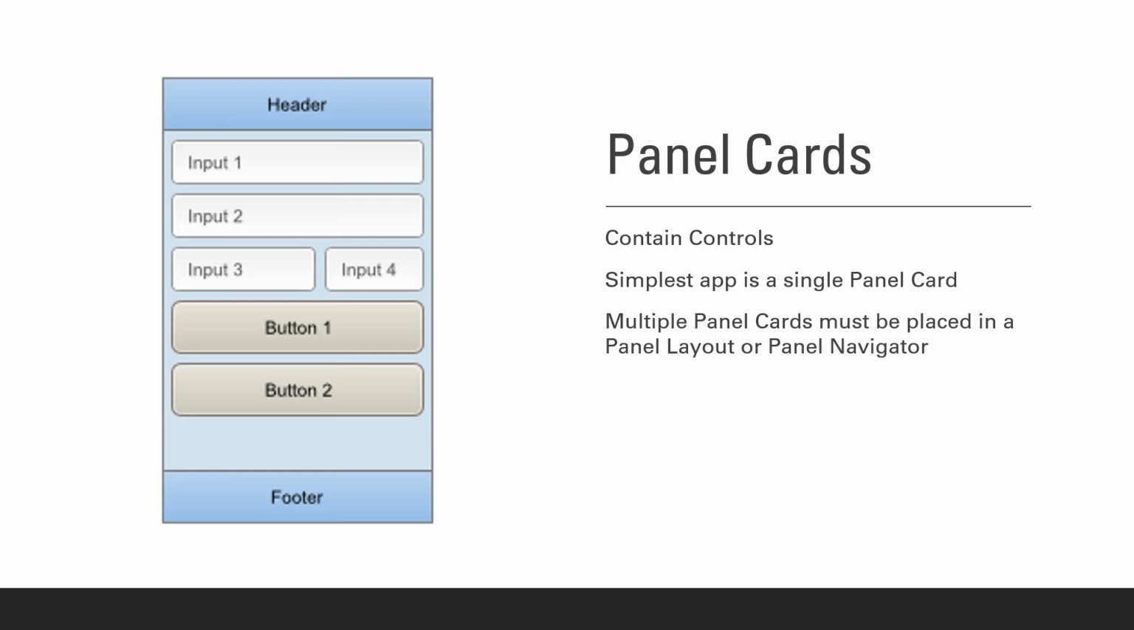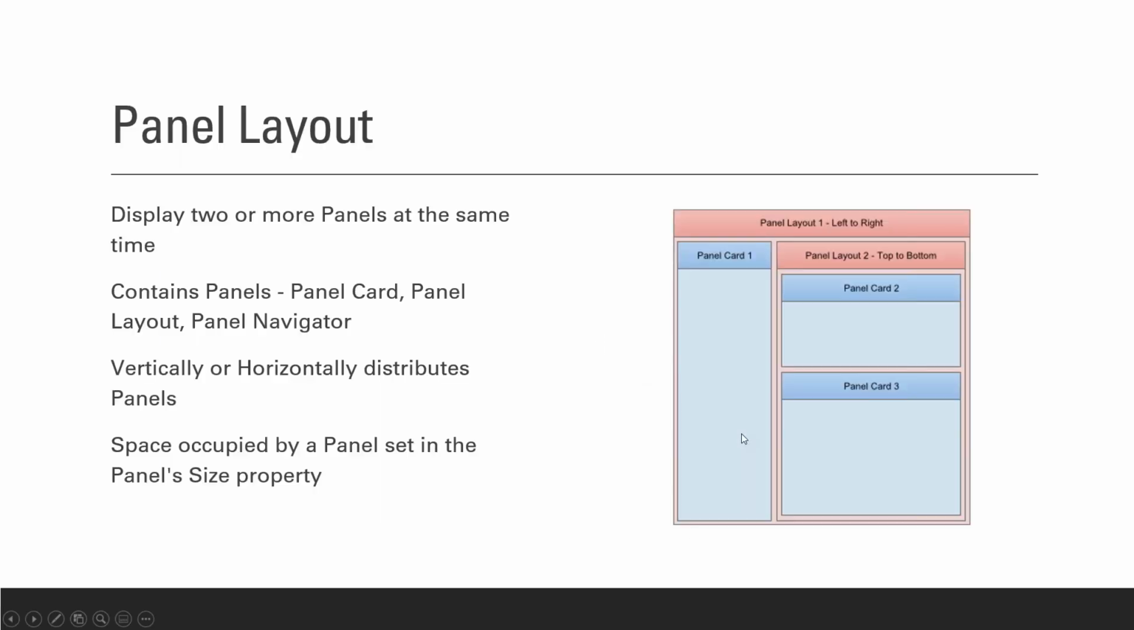You can put as many other controls in a panel card as you like, including other types of containers. However, you cannot put a panel card in a panel card. Multiple panel cards can only be placed within a panel layout or a panel navigator. And the reason for that is that a panel card is a screen. It represents everything that's being shown. It can be part of the screen, it could be the whole screen, but you can't nest additional screens within panel cards themselves. They're basically the leaf of the whole tree of layout, if you think about it like that. But you can place them in panel layouts and panel navigators.